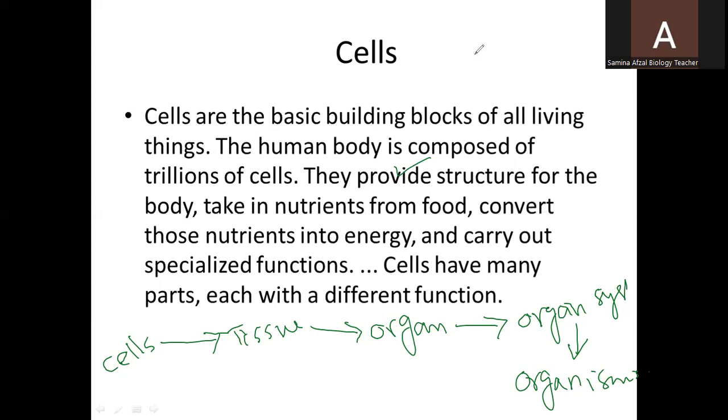What are the specialized functions which our body needs to perform? They can be coordination and response. There can be reproduction. So in this way, our body has to perform different functions, and according to the need of the body, our body needs specific cells to perform these specific functions. So this is the reason that the human body is composed of trillions of cells. These cells are performing these specific functions in the body.